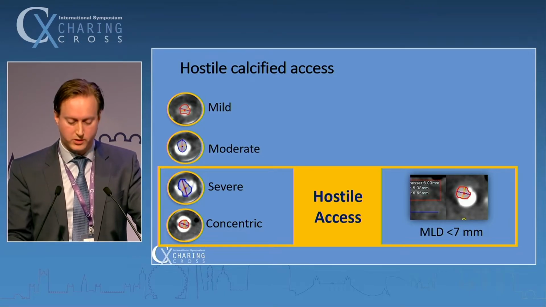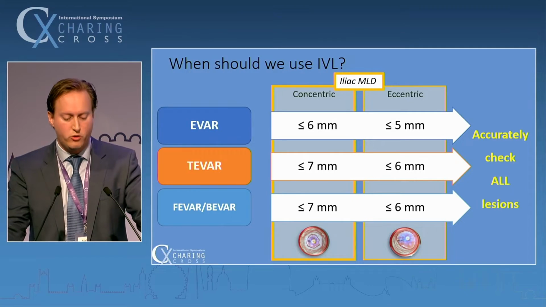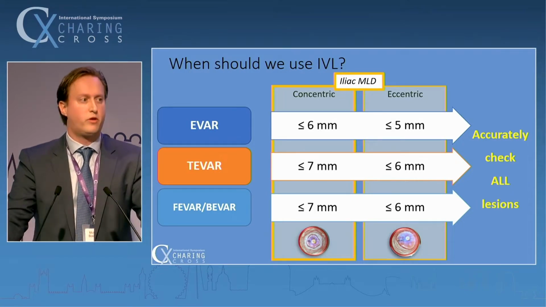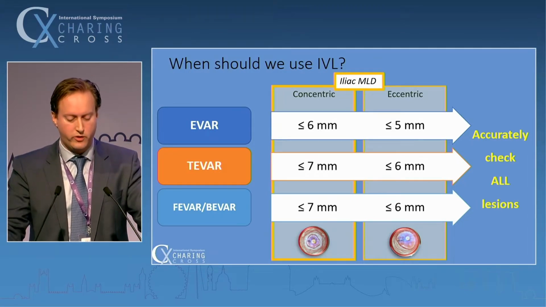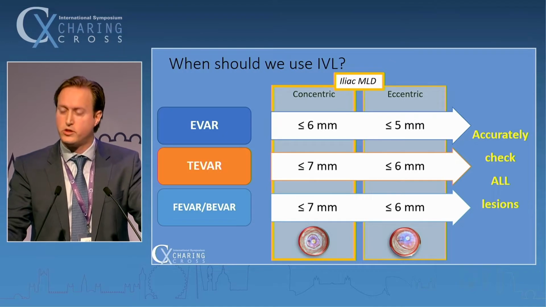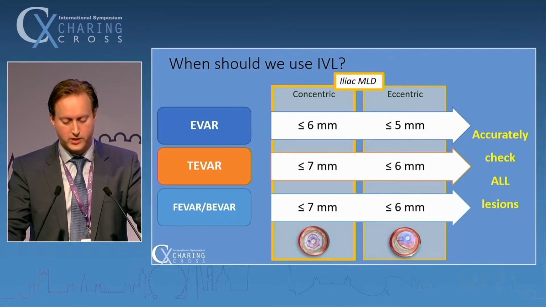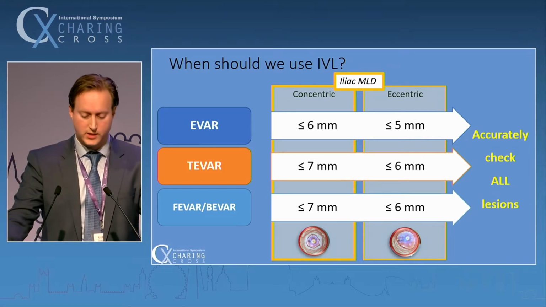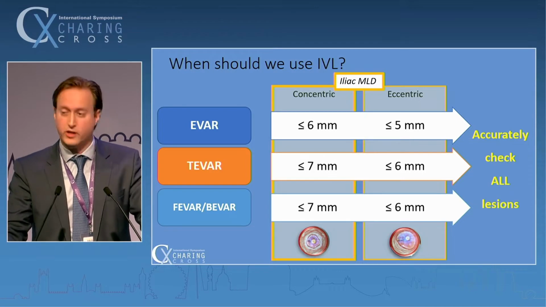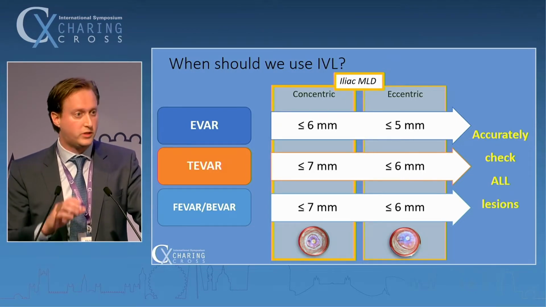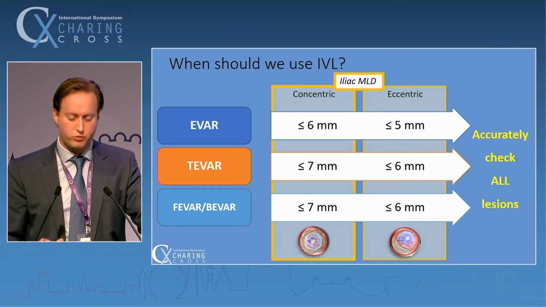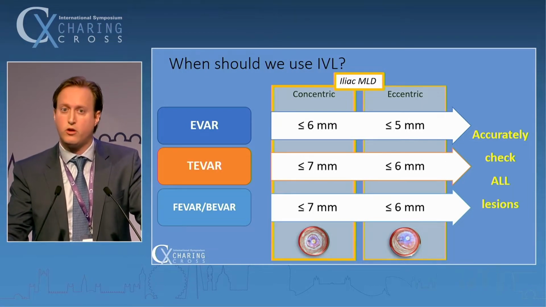less than 7 millimeters. So when should we use IVL? When we have a patient requiring EVAR, if it's an eccentric stenosis less than 5 millimeters or concentric less than 6. In FEVAR, BEVAR or TEVAR cases, when it's eccentric less than 6, or if it's concentric less than 7 millimeters. So it's very important before starting your procedure that you accurately check all lesions.